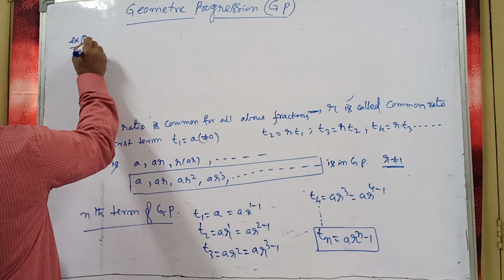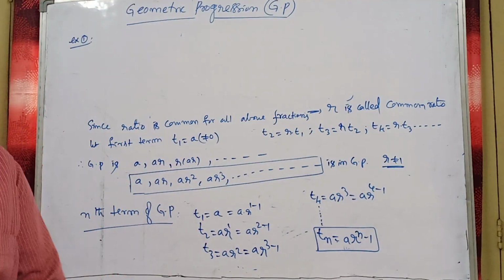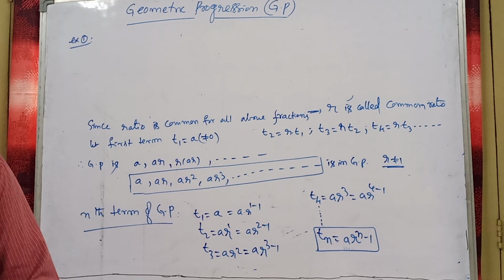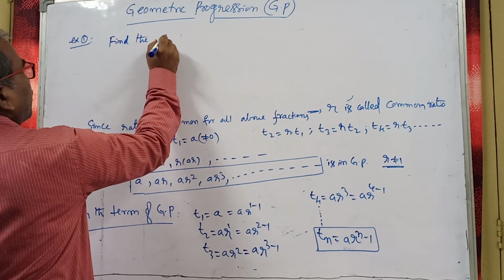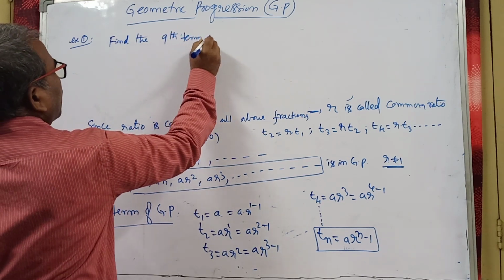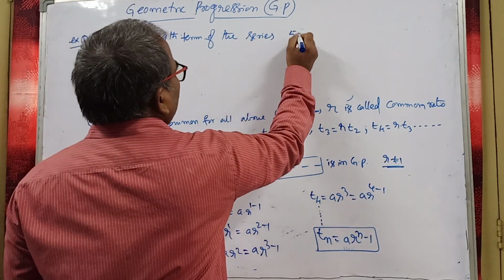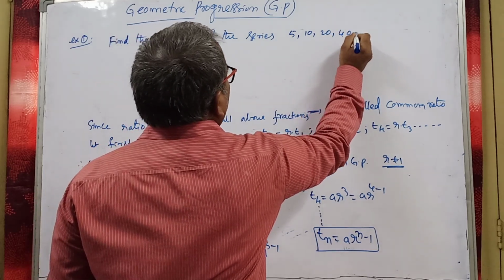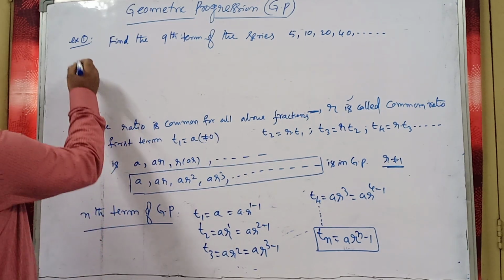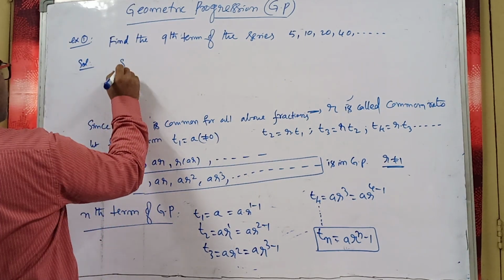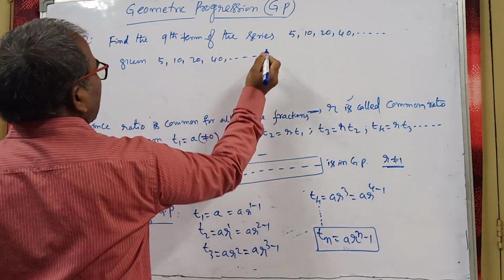See example 1. Find the ninth term of the series 5, 10, 20, 40, and so on. In this series we have to find the ninth term. First we have to confirm whether the series given is in GP. What is given? 5, 10, 20, 40.